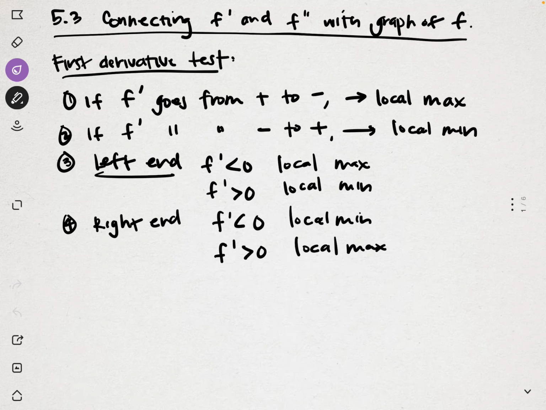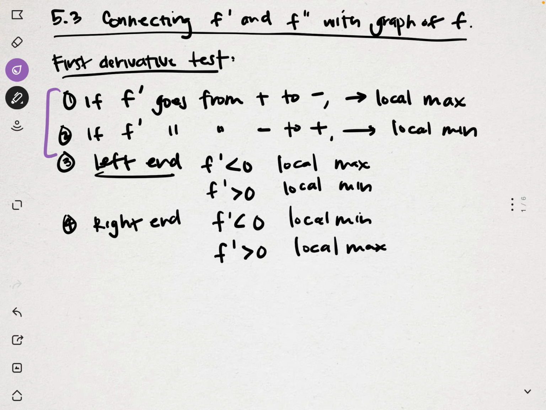Today we're looking at 5.3, connecting f prime and f double prime with the graph of f. So the first thing we're looking at is the first derivative test. A few notes here: if we find f prime and it goes from positive to negative, then we have a local max, and if f prime goes from negative to positive, we have a local min.